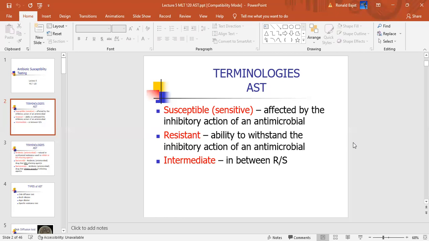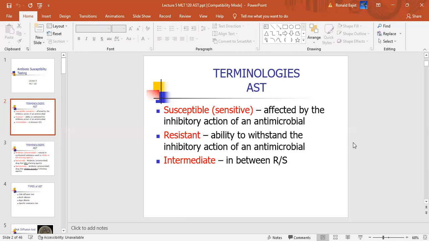We're going to be doing Kirby-Bauer testing next week. I wanted to do it today, but I wasn't sure if I was going to have media prepared. Okay, so intermediate is in between susceptible and resistant.